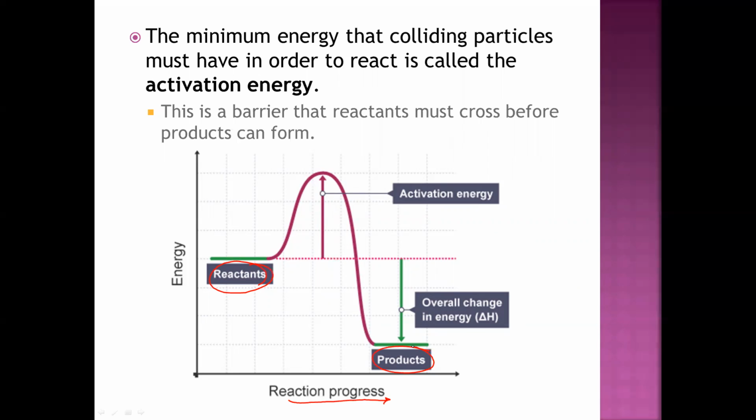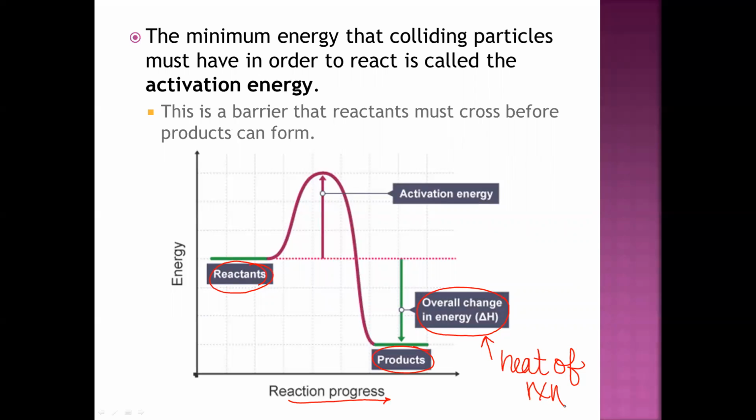Now, the products could be lower than the reactants on the graph, just like it is pictured here, or they can be higher. The position of it has to do with what we learned about in chapter 17, the heat of reaction, or the enthalpy.